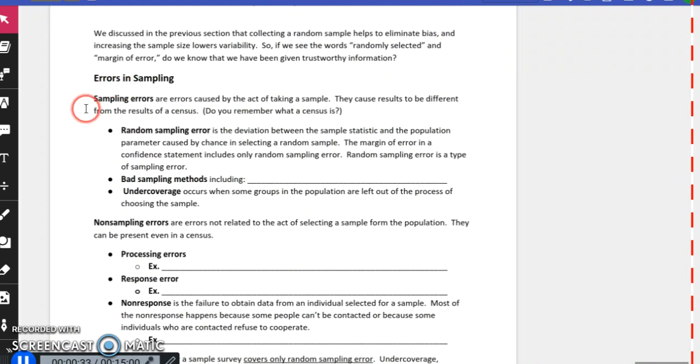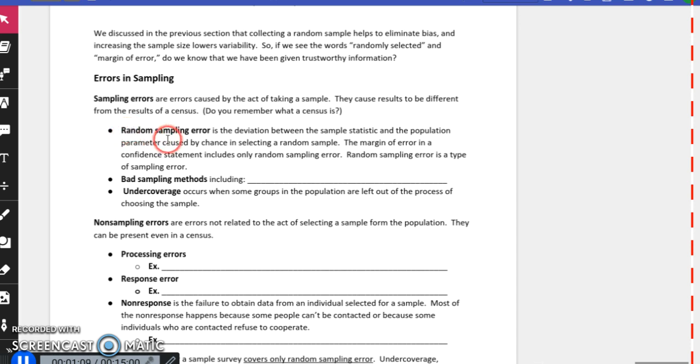So first of all, we're talking about sampling errors right here. Errors caused by the act of taking a sample. They cause results to be different from the results of a census. Remember, a census is when we ask everybody that's of concern and not just our sample. So, if we wanted data about high school seniors, we'd have to ask every high school senior. That would be a census, instead of just taking a sample of high school seniors. So these are all sampling errors. They occur while you're taking the sample.